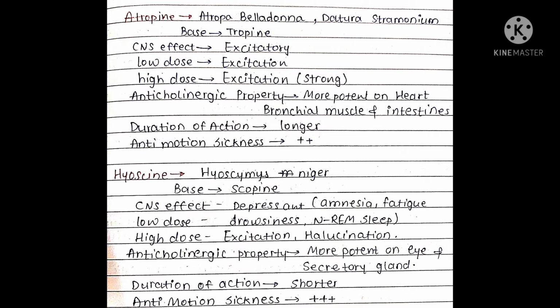Anti-motion sickness. Then hyoscine, obtained from Hyoscyamus niger. Scopine is the base. It shows CNS depression, amnesia, fatigue, drowsiness, and REM sleep. At high doses, it causes excitation, hallucination. Anticholinergic property is more potent on the eye and secretory glands. It has a shorter duration of action and it shows anti-motion sickness activity.